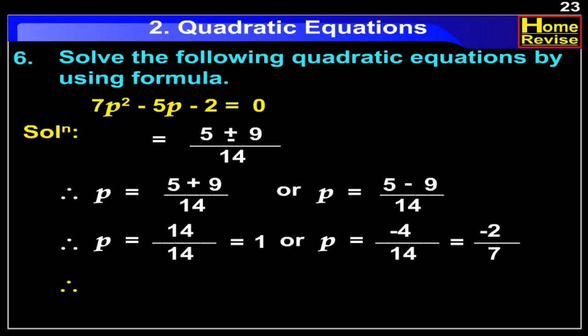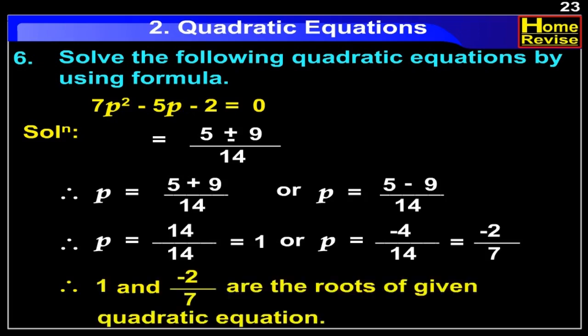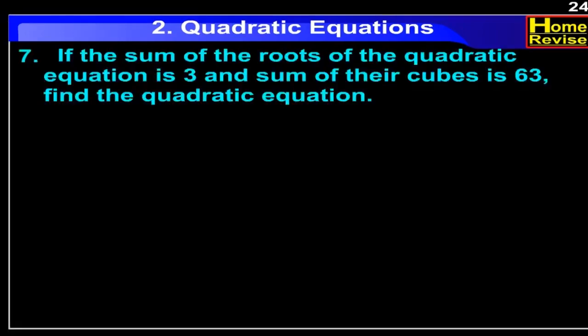Therefore, 1 and -2/7 are the roots of the given quadratic equation. If the sum of the roots of the quadratic equation is 3 and the sum of their cubes is 63, find the quadratic equation.